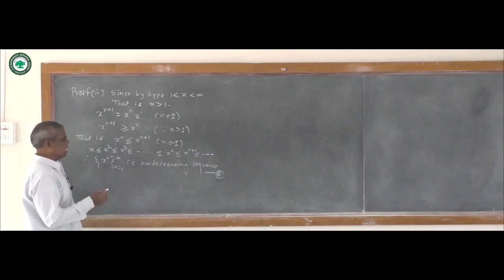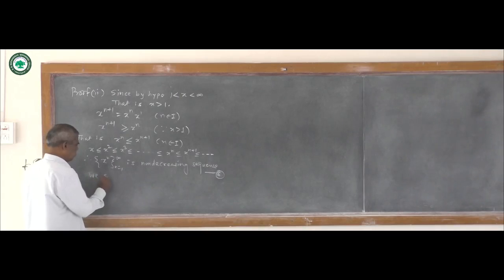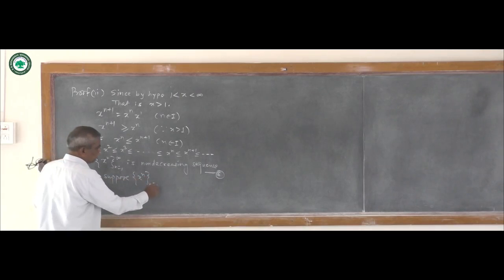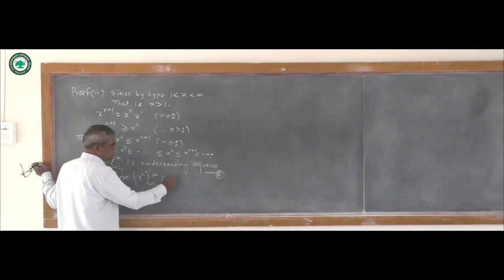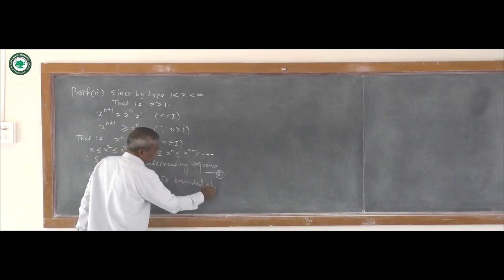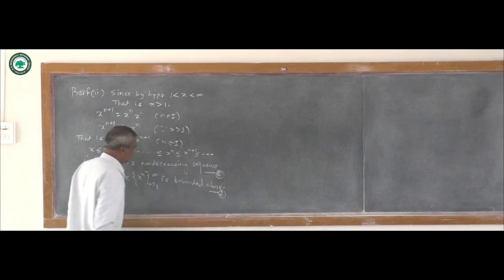Suppose, if possible, that the sequence x raised to n, n is equal to 1 to infinity, is bounded above. This is the 7th statement.